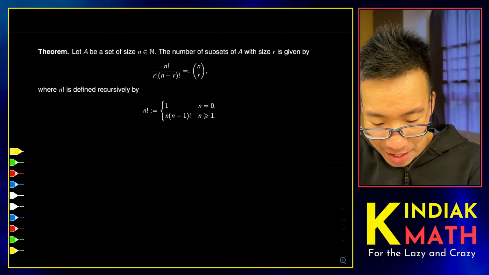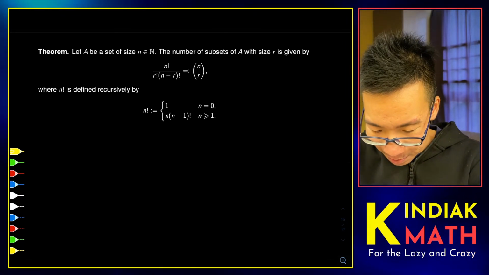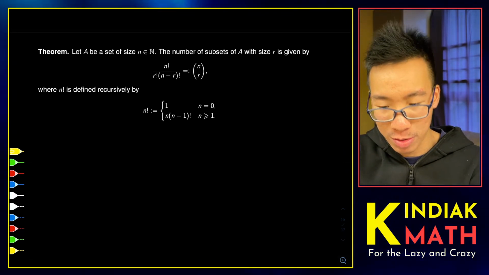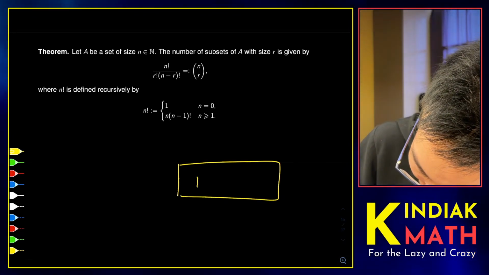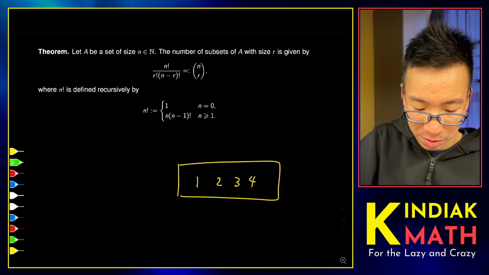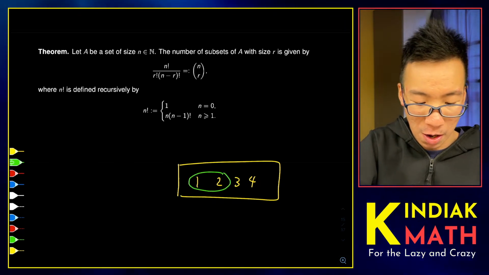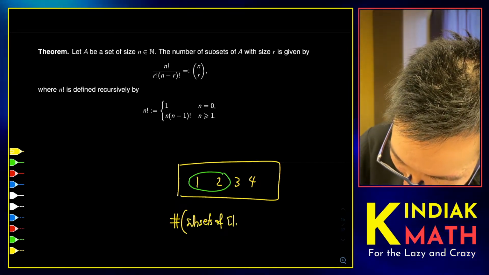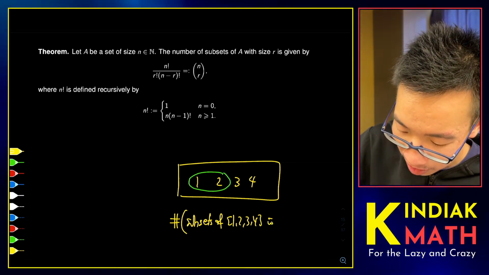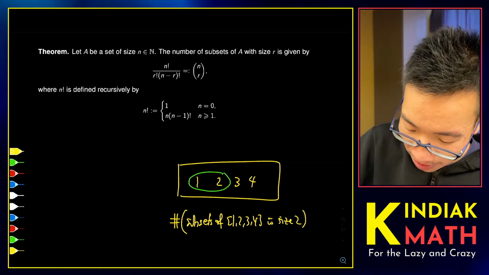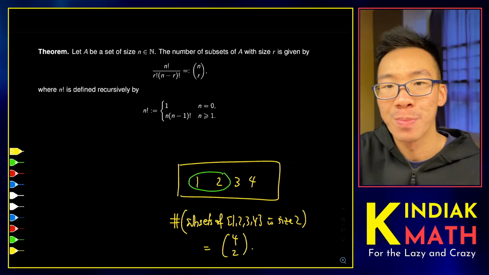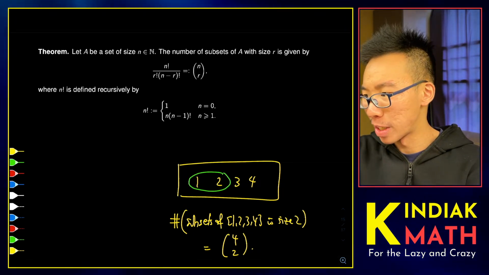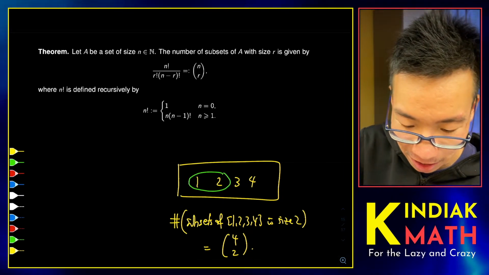So first thing to note is that we can choose the number of subsets. As you know, the number of subsets of size r is going to be n choose r. So for example, if you have the set 1, 2, 3, 4, and you want subsets of size 2, how many subsets are there? The number of subsets of 1, 2, 3, 4 with size 2 is precisely 4 choose 2. We've seen the definition of factorial, and now we can go ahead to proceed with what we call counting arguments.